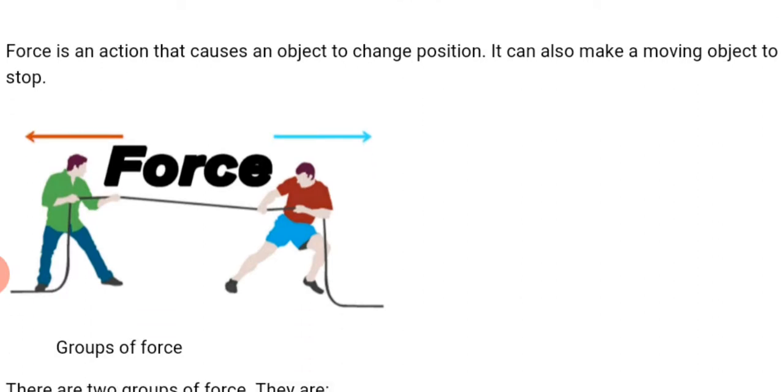What is force? Force is an action that causes an object to change position. It can also make a moving object stop or come to a rest. It is force that pushes or pulls an object to change position from where it was and move it forward or backward. And it is the same force that can be used to stop that moving object. That's why we said force is an action that causes an object to change position.